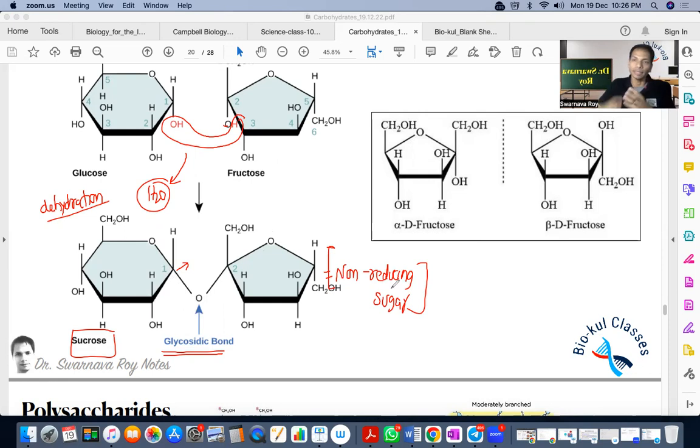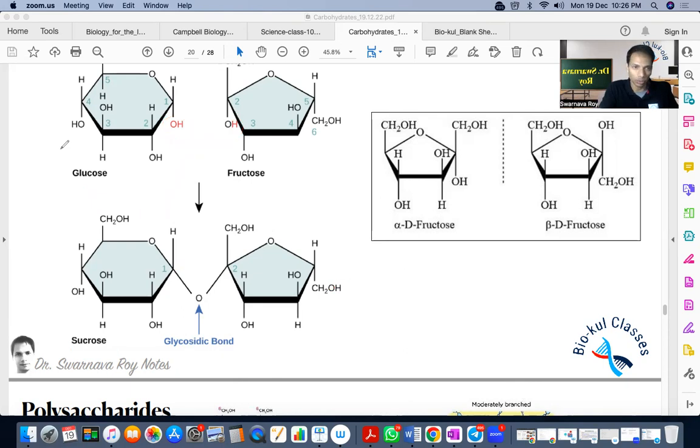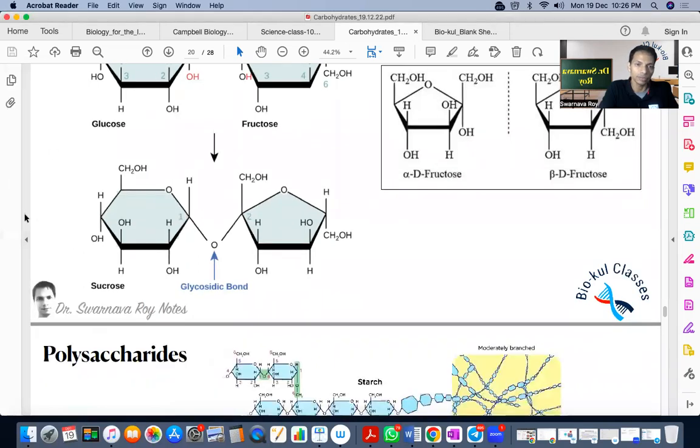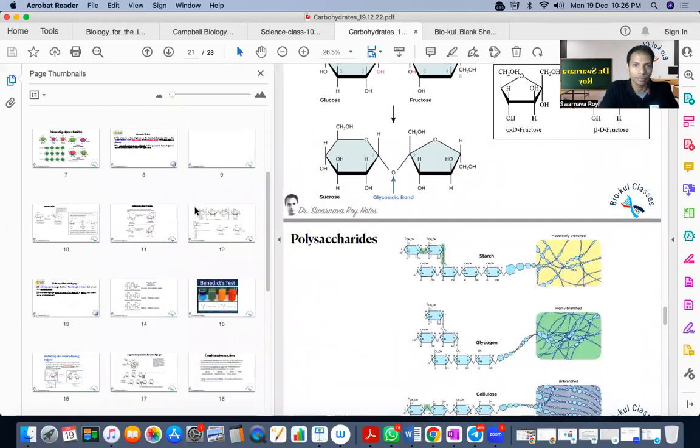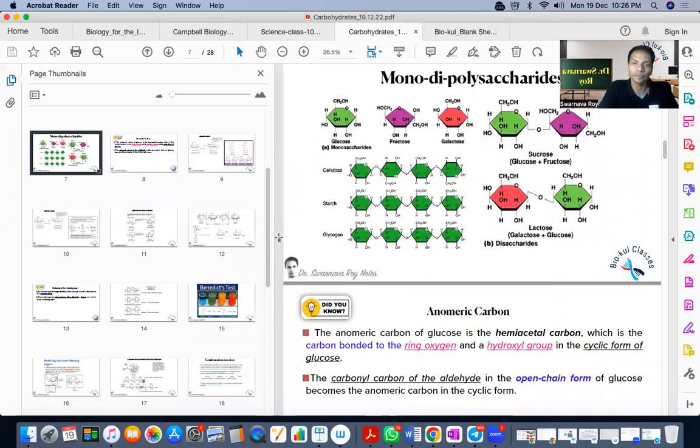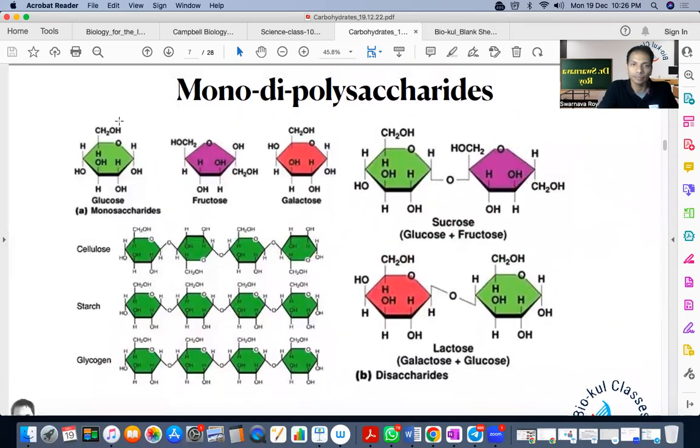Disaccharides can again link with another monosaccharide to form a trisaccharide, and like that it can finally form a polysaccharide. Just like we see, polysaccharides are starch and glycogen. So now we look at some of the monosaccharides and the polysaccharides. If we look at this picture, we will see these are the monosaccharides: glucose is a monosaccharide, fructose a monosaccharide, galactose a monosaccharide.